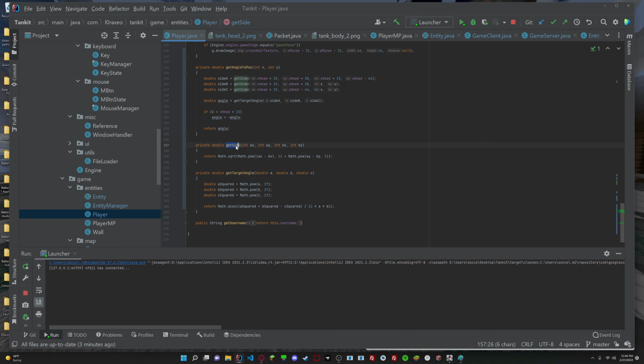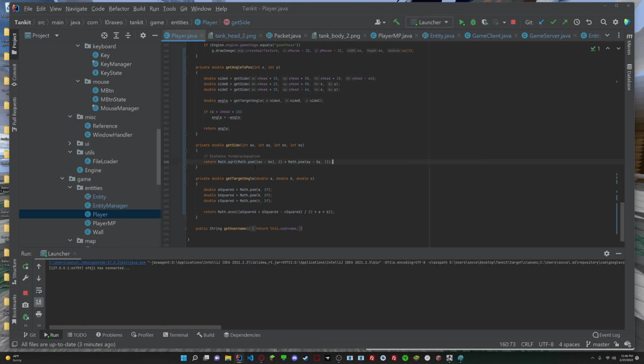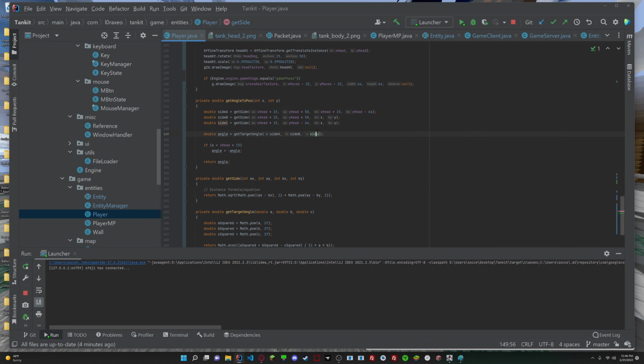So you can see get side. This is the square root of the distance to the power of 2 or something like that, whatever. Here, let me do this. This is the distance formula right here. Distance formula slash equation. And this function just plugs in the 2 coordinates, or the 4 points, into the distance formula and returns the distance, or the length of the distance between the 2 points. That's all this does. This is the distance formula, right?